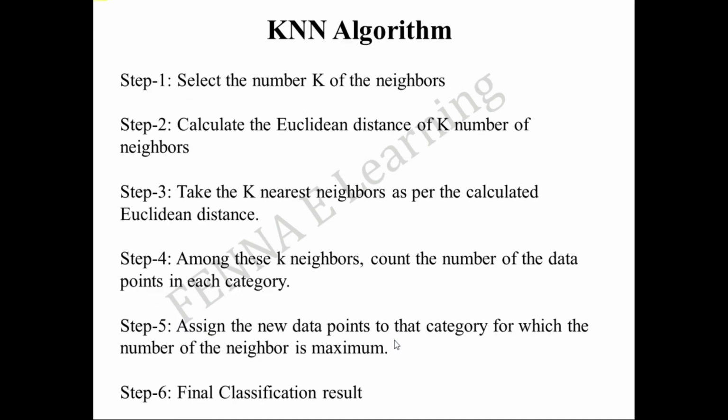These are the major steps involved in the KNN classifier. In the first step, we have to select the k number of neighbors. In the second step, we have to calculate the Euclidean distance of the k number of neighbors. Take the k nearest neighbors as per the calculated Euclidean distance. Among these k neighbors, count the number of data points in each category. Assign the new data point to that category for which the number of neighbors is maximum. And in the final step, we get the classification result.